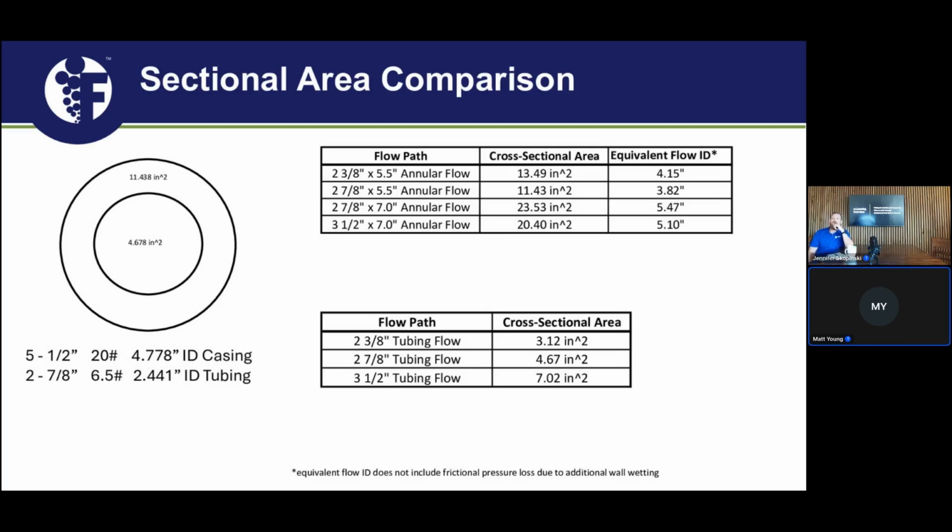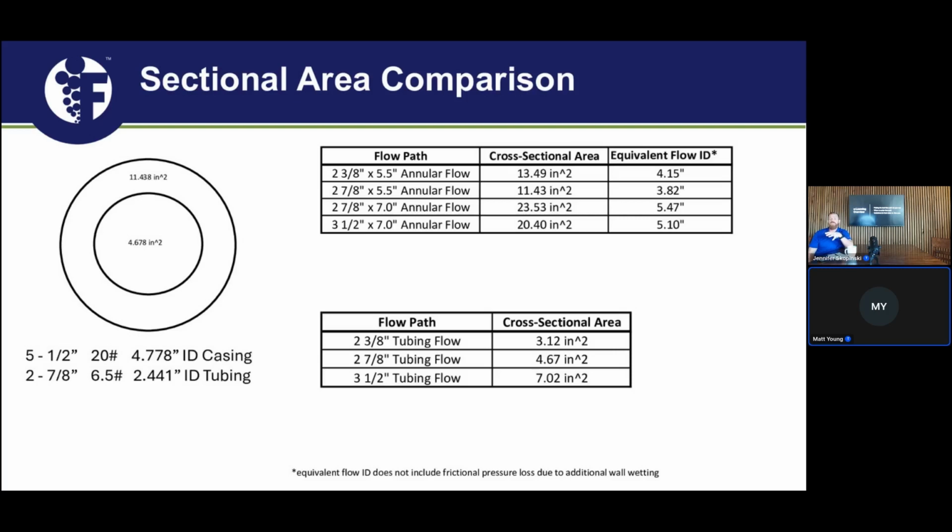One thing to note, though, about cross-sectional area, especially in annular flow, is it's very easy to get an equivalent flow ID, meaning that you take your cross-sectional area in square inches and then just convert that over to pipe diameter. But one thing that I do see in the industry is that equivalent flow ID or pipe diameter isn't necessarily the correct equivalent flow ID that you should use when you're reviewing annular flow wells.